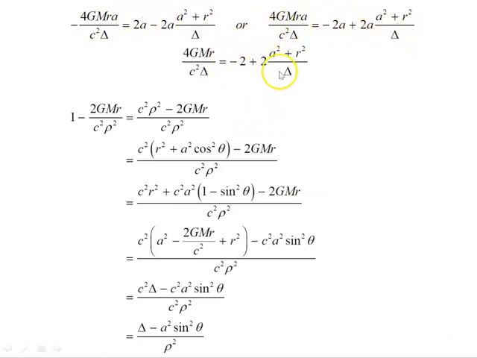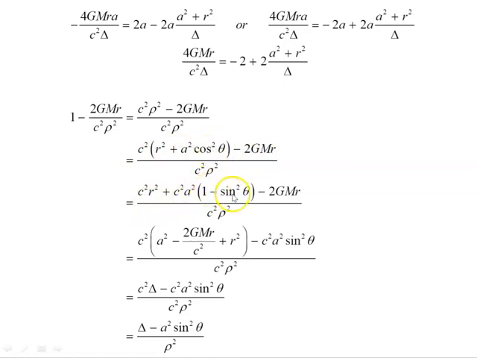I didn't provide that in this video, or the calculation, but you can verify that yourself if you want. One other thing, this can be replaced with this object here down the bottom. I'll just show you how I get that. Common denominator is c squared rho squared here. Put that over there. Expand that out.